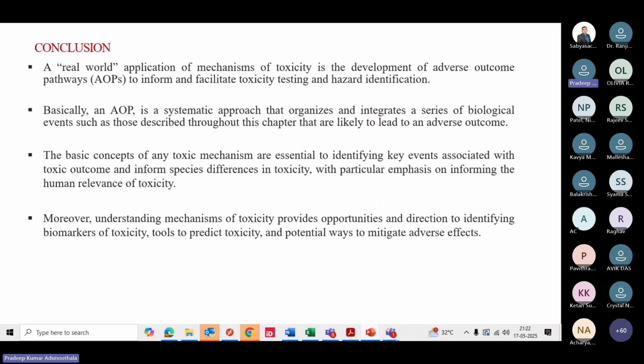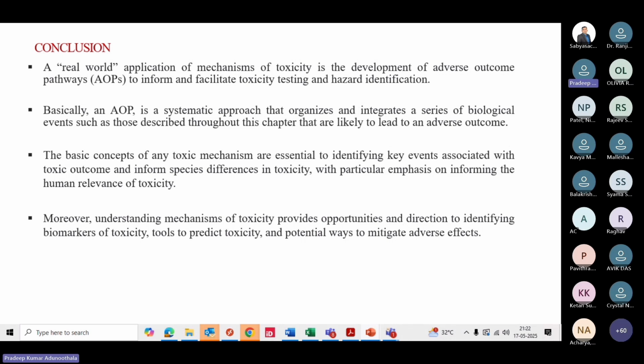And coming to the conclusion, a real world application of these toxicity mechanisms helps in development of adverse outcome pathways that inform and facilitate toxicity testing and hazard identification. So the adverse outcome pathway is a systematic approach that organizes and integrates a series of biological events, like those described in this chapter as mechanisms of toxicity, that are likely to lead to an adverse outcome.